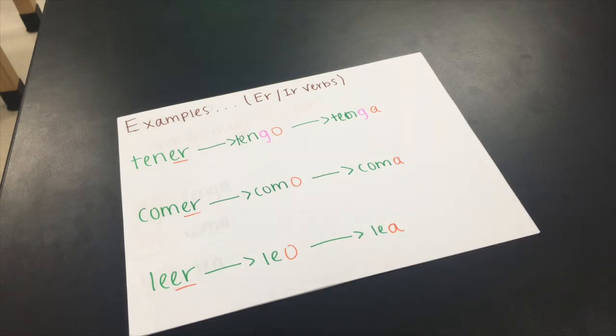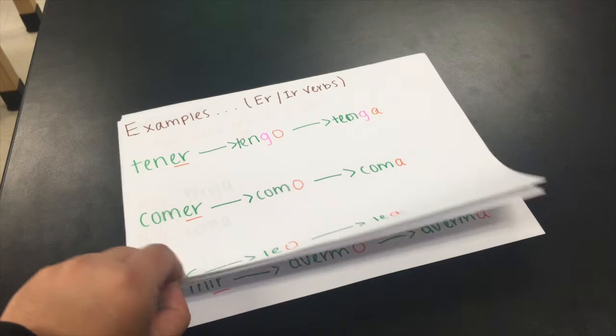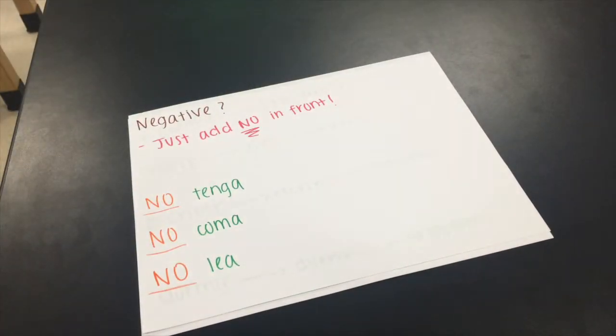Comer would change to como, making the command form coma, and leer would change to leo, making the command form lea. To make these commands negative, all that you would need to do is add a no in front of them, making them negative. No tenga, no coma, and no lea.